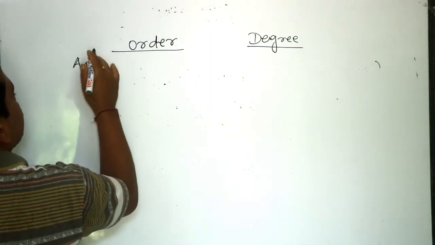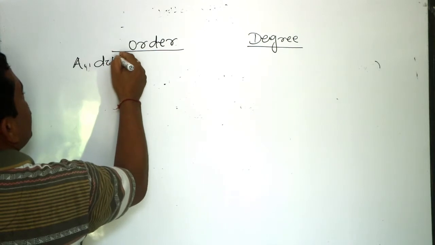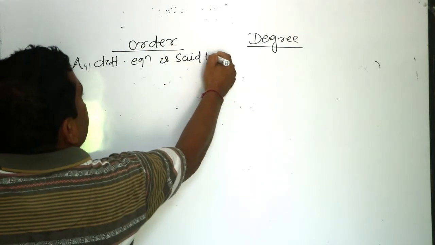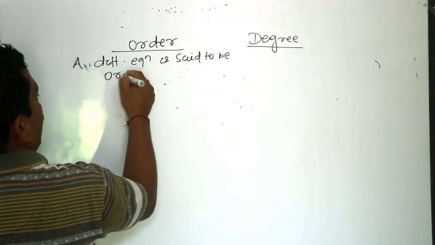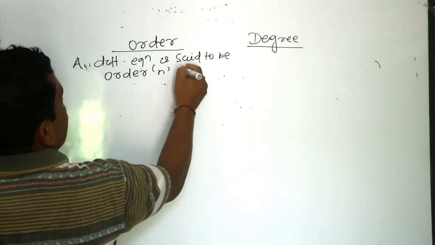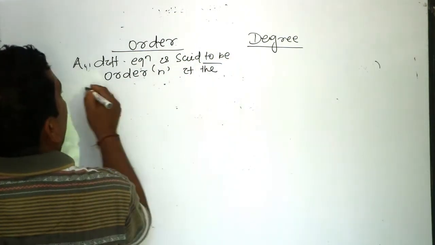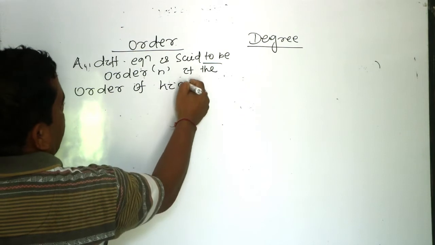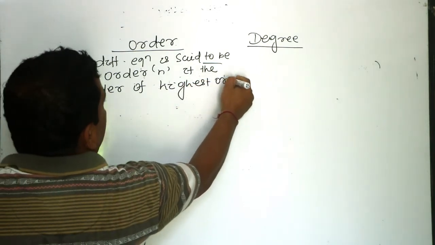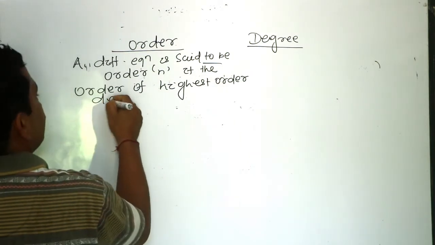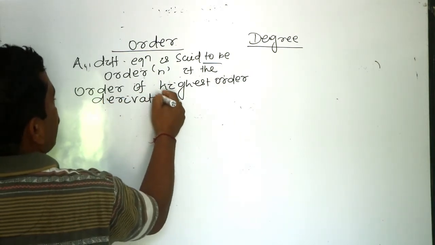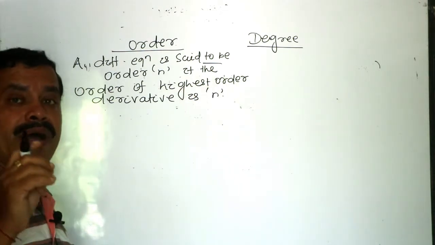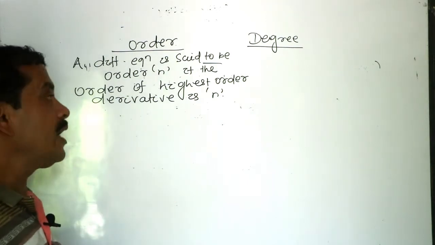A differential equation is said to be of order n if the order of the highest order derivative is n. The order of the highest order derivative is the order of the differential equation.